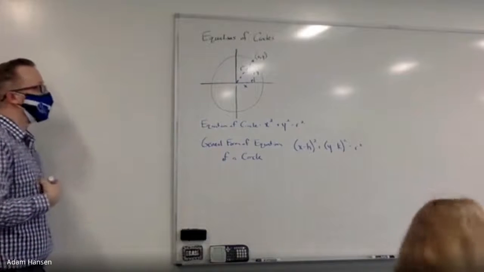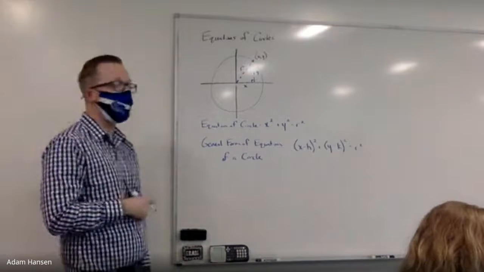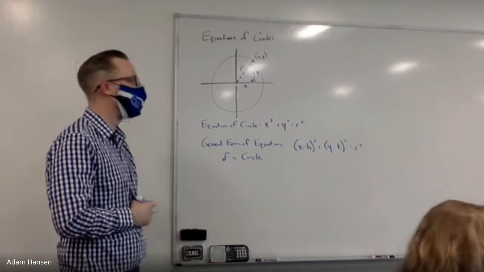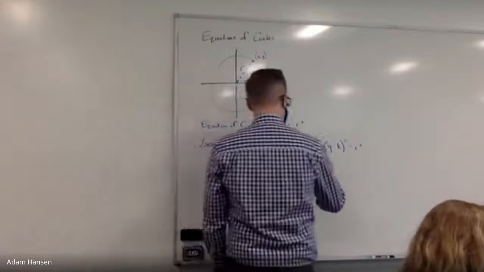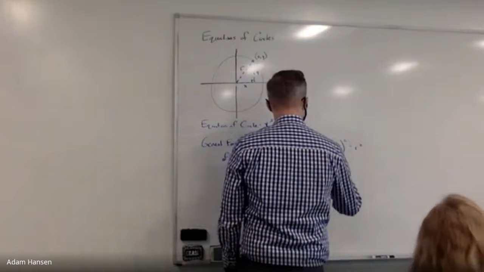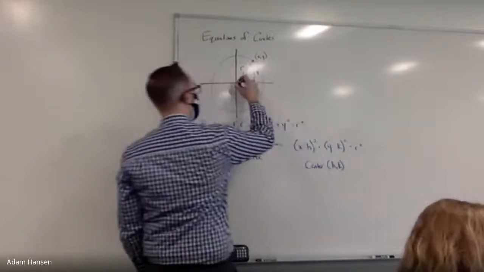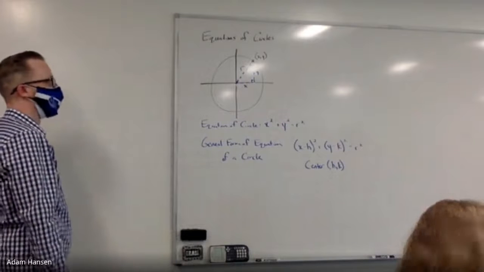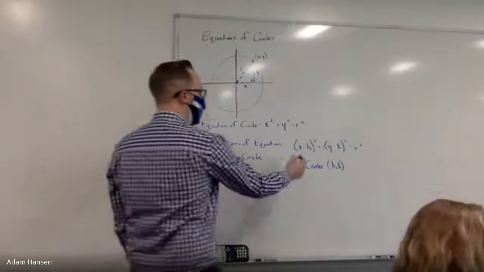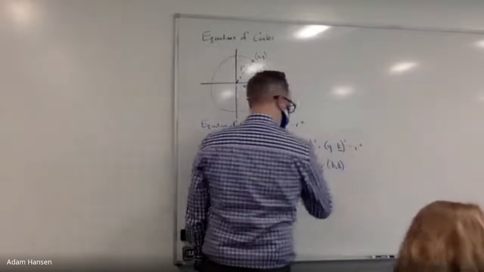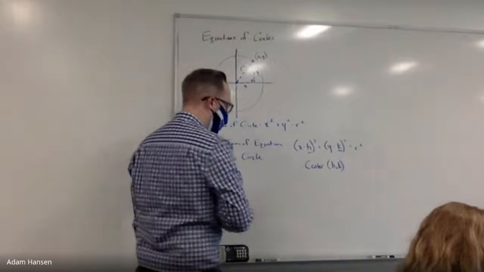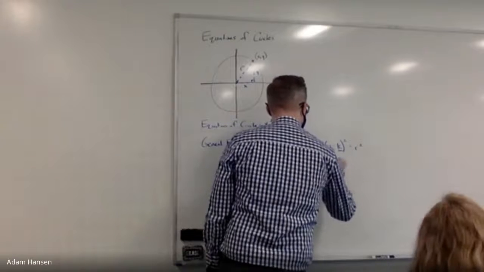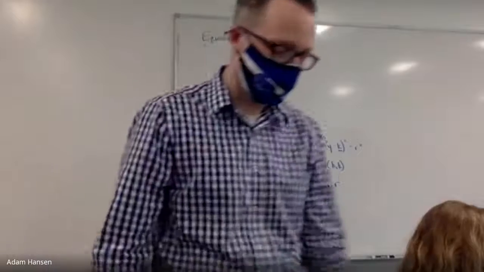In general, any circle will fit this form: x minus h quantity squared plus y minus k quantity squared equals the radius r squared. The center of a circle is given by h comma k. These two values here correspond to the center of the circle. And the radius of the circle, obviously, is given by r. R is for the radius.